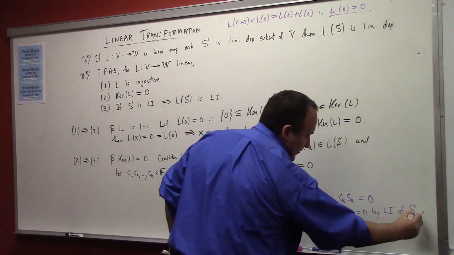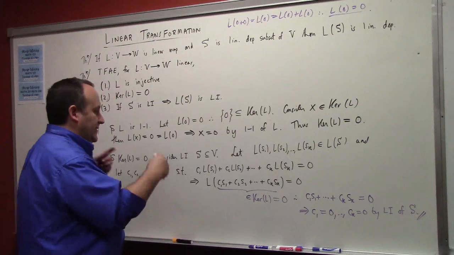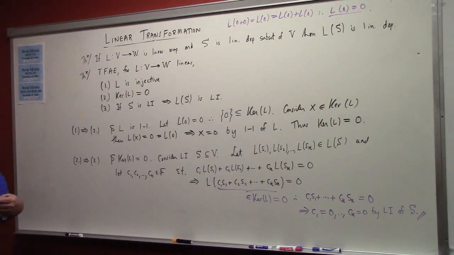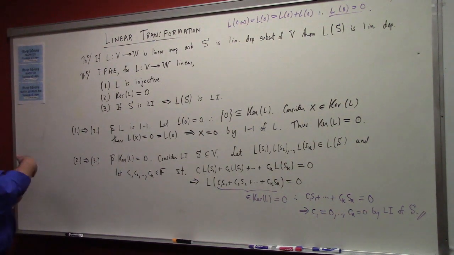And that ends the proof, because at this point we've shown that an arbitrary finite linear combination of vectors in the image of S necessarily must be the trivial combination if we presuppose that the kernel is 0. So that shows that 2 implies 3.